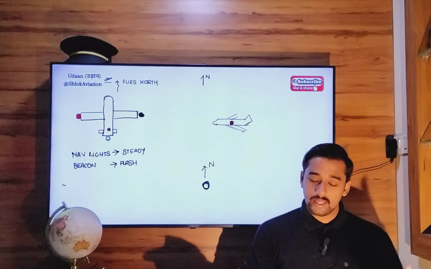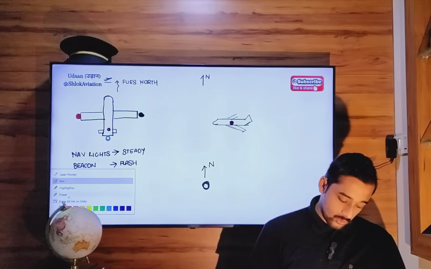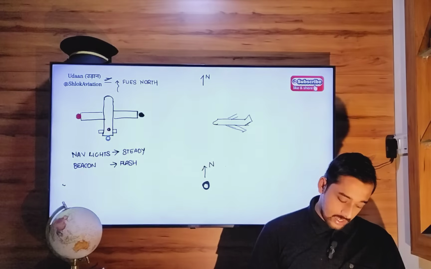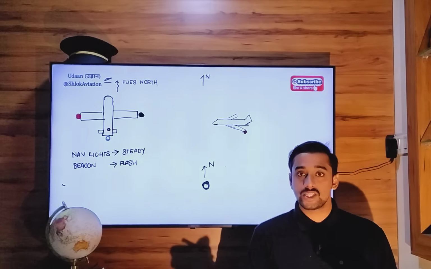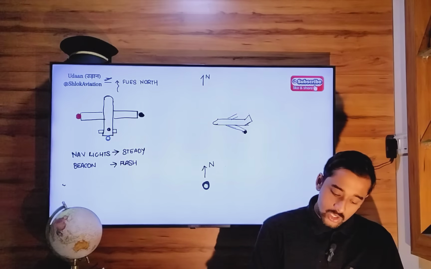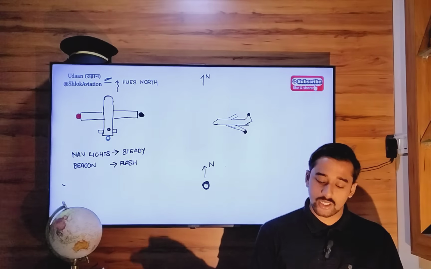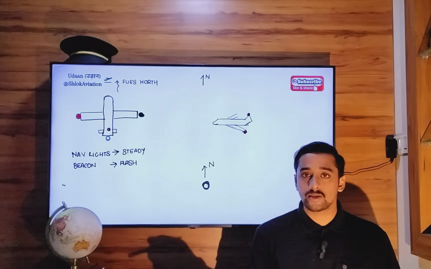Okay, and that's why the red navigation light, this one. And the beacon, which is a flashing red light, will be on the top of the tail section of this aircraft, so that is also visible to you.